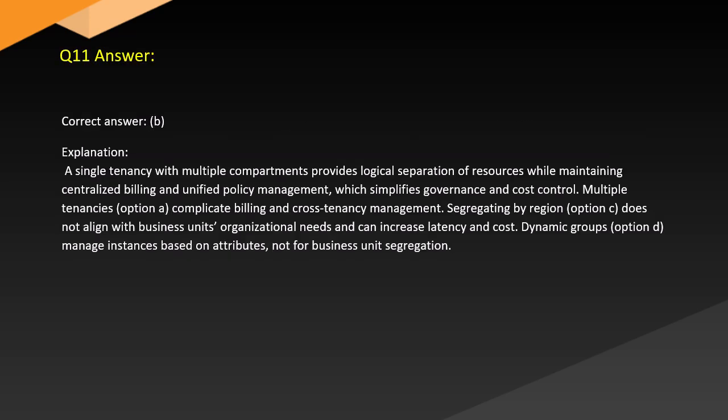Answer. Correct answer, B. Explanation. A single tenancy with multiple compartments provides logical separation of resources while maintaining centralized billing and unified policy management, which simplifies governance and cost control. Multiple tenancies, option A, complicate billing and cross-tenancy management. Segregating by region, option C, does not align with business units' organizational needs and can increase latency and cost. Groups, option D, manage instances based on attributes, not for business unit segregation.